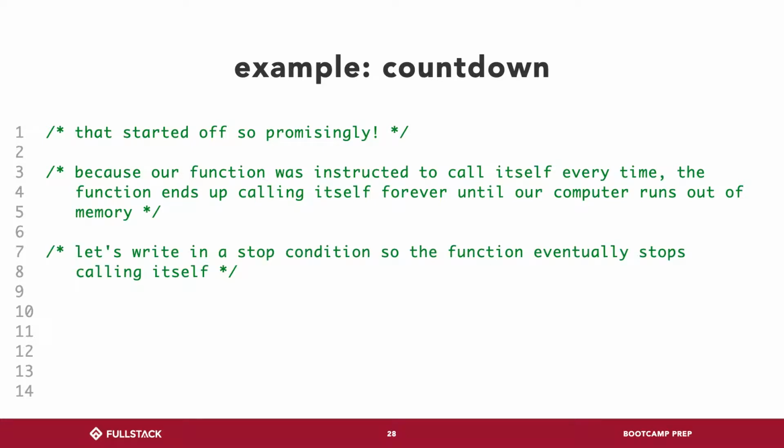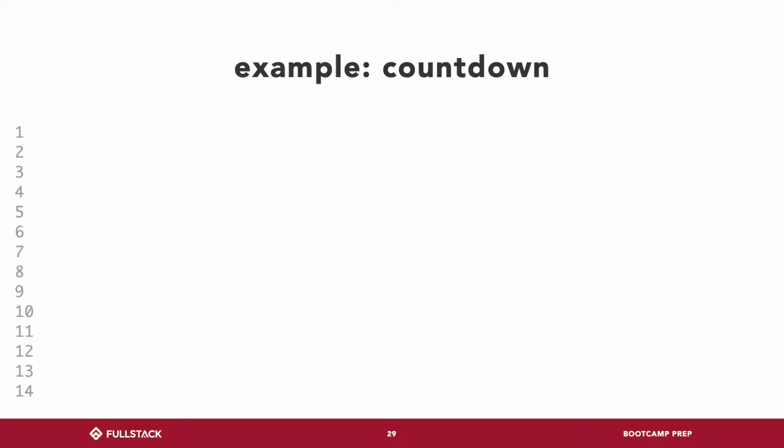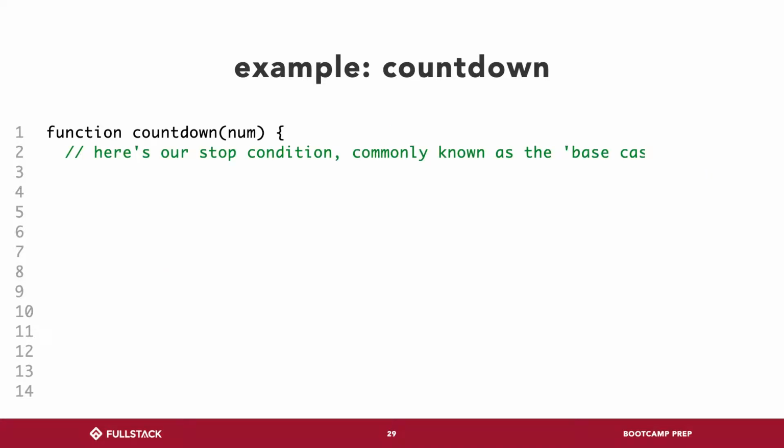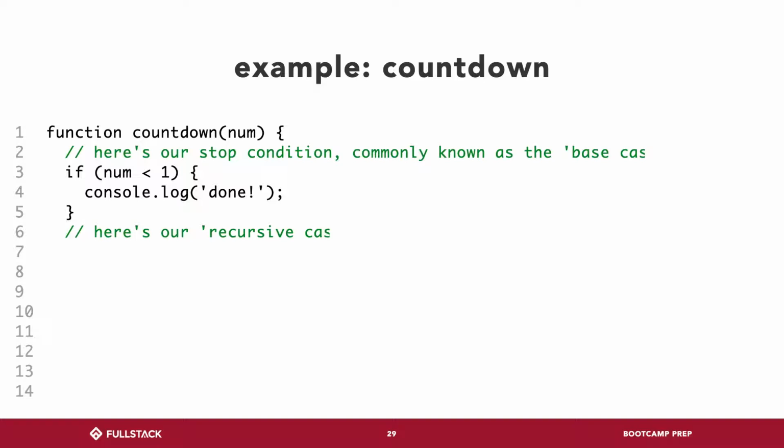So let's write in a stop condition so the function eventually stops calling itself. Here's our stop condition, commonly known as a base case. If number is less than 1, console log done. Here's our recursive case. Else, if it's not less than 1, and only if it's not, console log number, and then call countdown again with num minus 1.